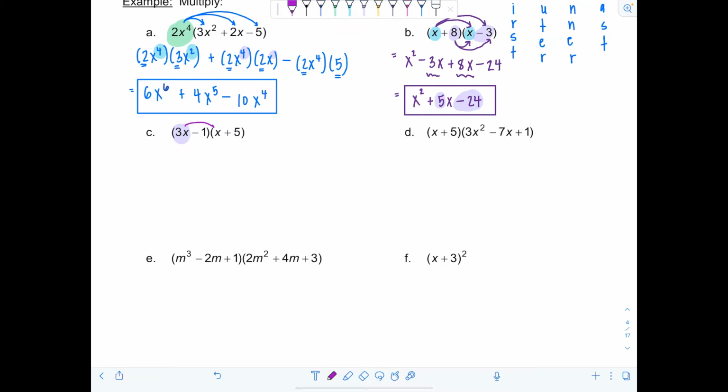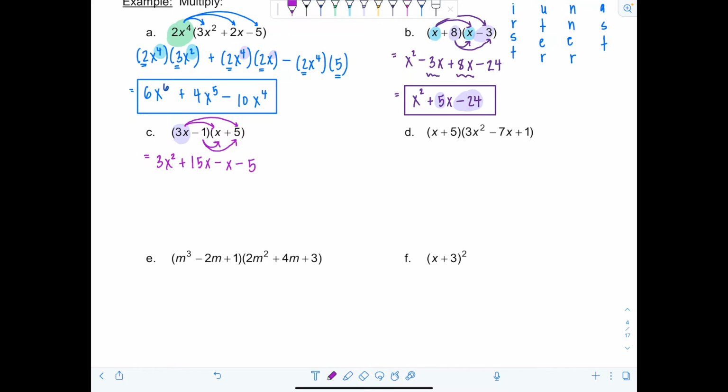Here we go, 3x times x, first product, that's 3x squared. Outer product, 3x times 5, that's going to be plus 15x. Inner product, -1 times x, that's -x. And then last, -1 times 5, so -5.